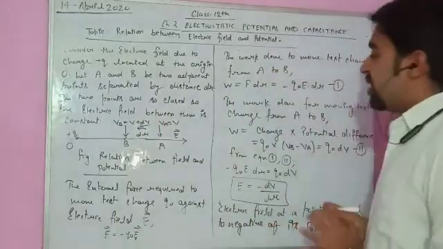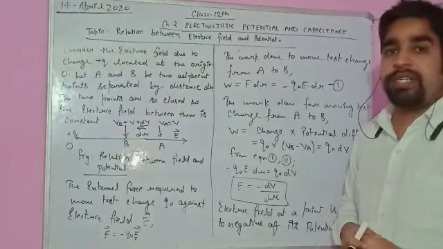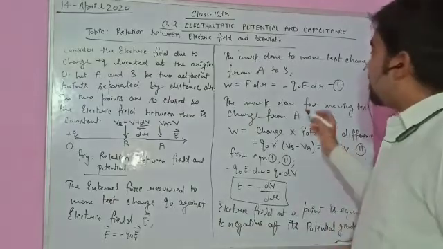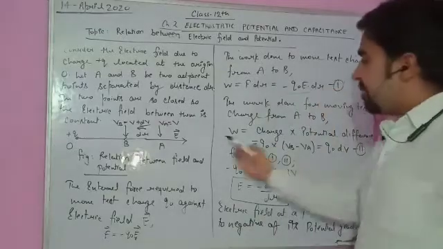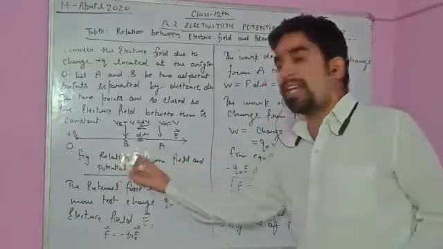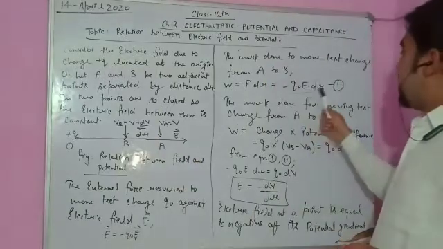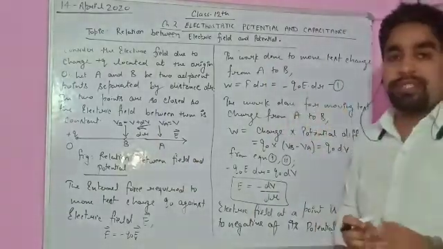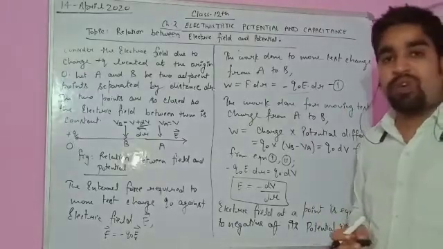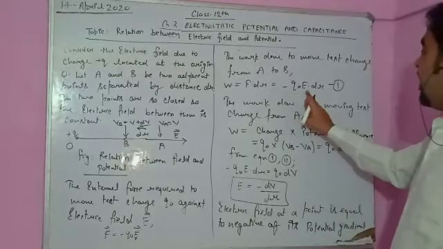Now what will be the work done? We already know the formula. The work done is force into displacement. So the force is minus Q naught into E, and for displacement, the distance between points A and B we have considered as dr. So that will be minus Q naught E dot dr. So this is the work done. Now students, this work done we have calculated in terms of the electric field. You can see minus Q naught E dr.